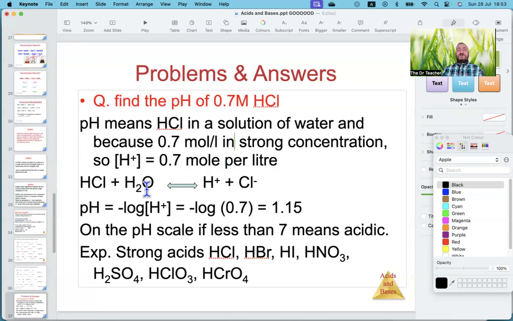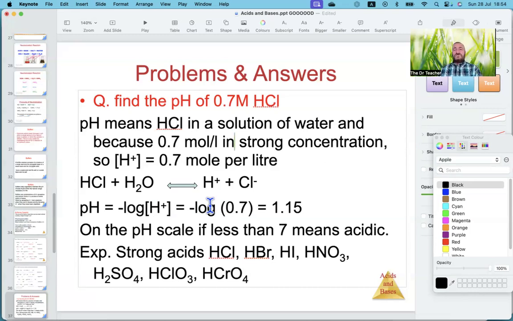So HCl in water will give you proton, hydrogen, and Cl minus. So now the pH depends on this 0.7 molar, which belongs to the proton concentration. So pH is minus logarithm of the concentration of the proton. We just replace the hydrogen concentration by 0.7, and this will give you 1.15.